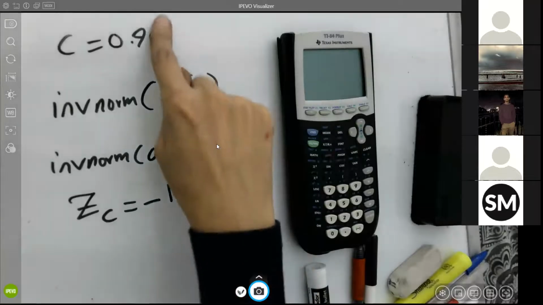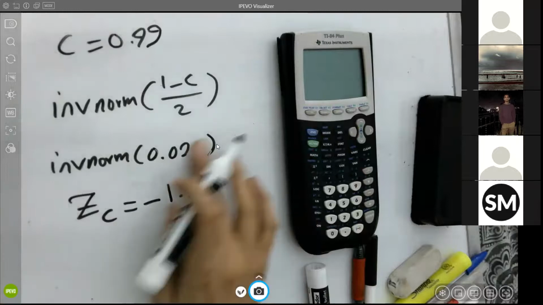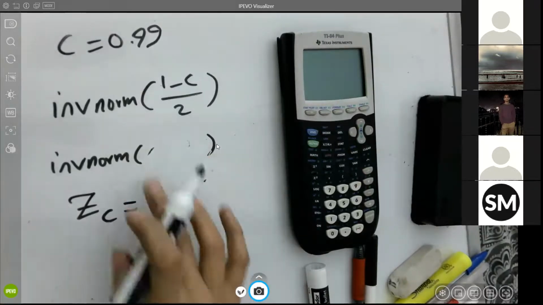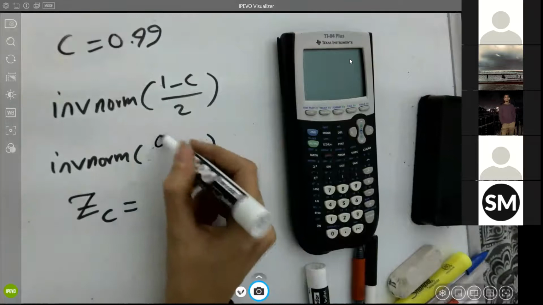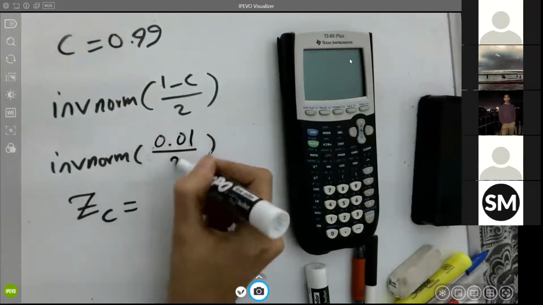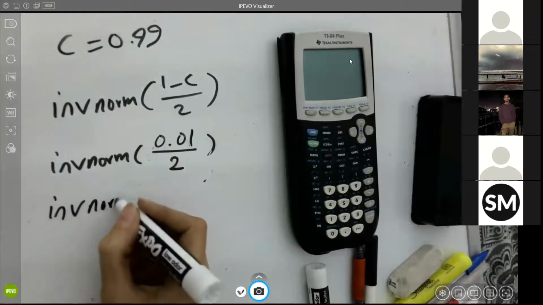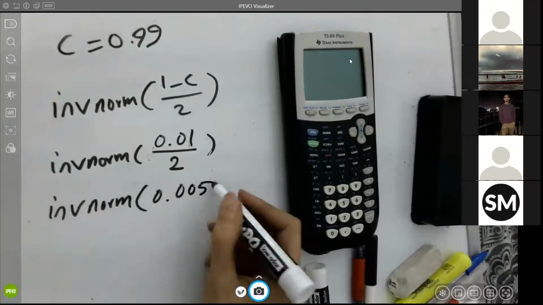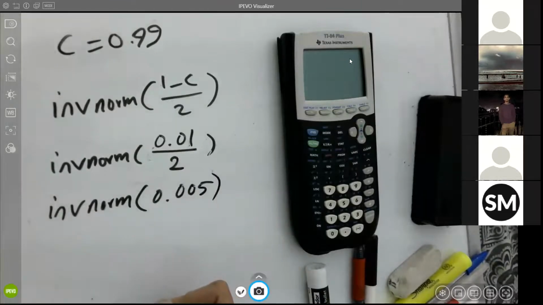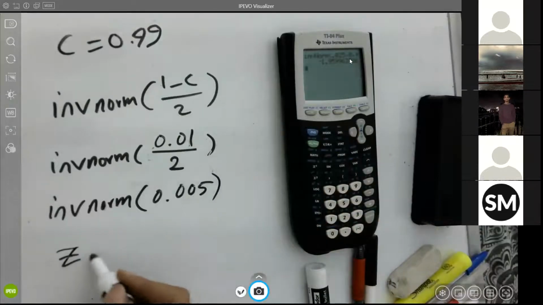To find ZC, we are using 99%. So 1 minus 99% is just 1%. You have 1% divided by 2. So we're finding the inverse norm of 0.005. Let us use our calculator to find ZC.